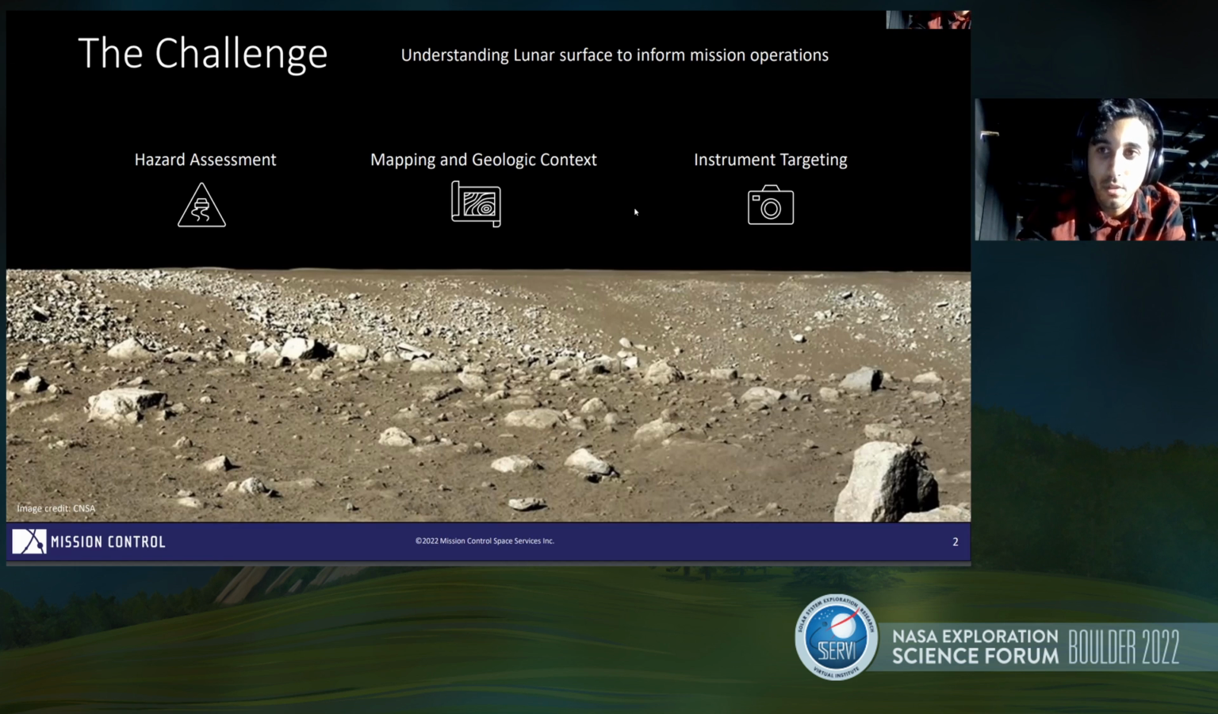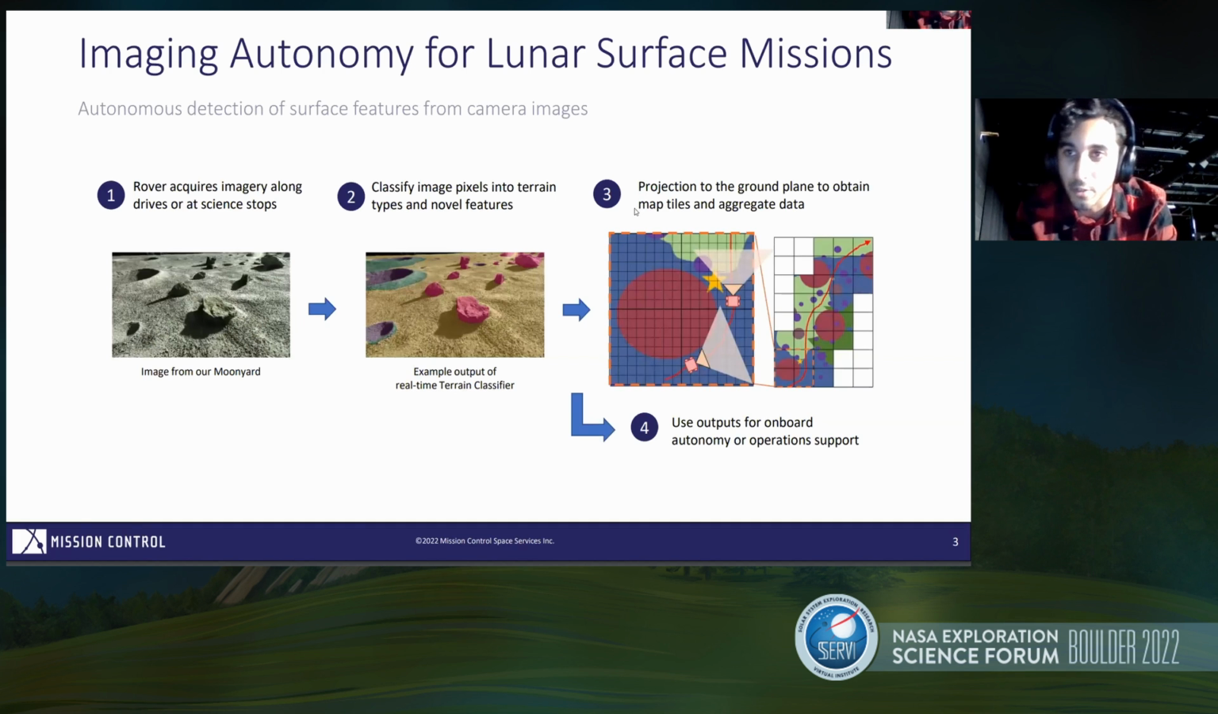So to address these challenges, we've developed over the last few years an imaging autonomy system. We started out with the Mars context, and we then advanced this into a lunar surface context, where we use deep learning technology to identify each pixel in an image, which can be from a rover navigation camera or a context camera, into a predefined terrain class that is of interest to the science team. So this is a baseline data product you can imagine could be useful for advancing other data products.